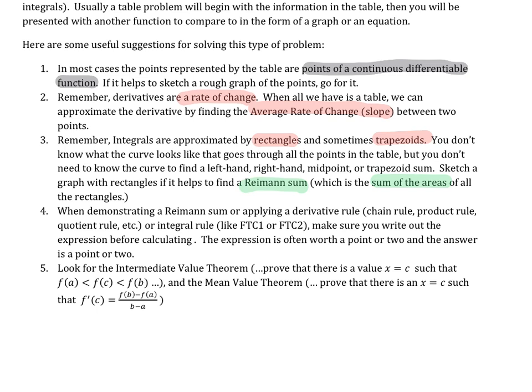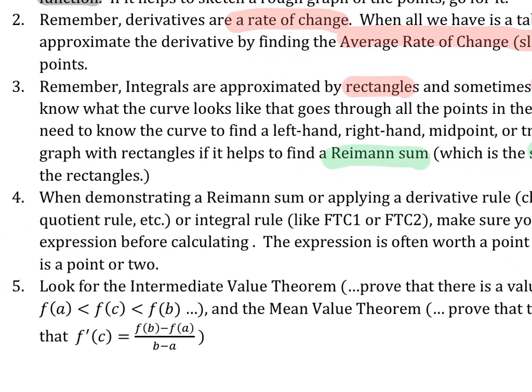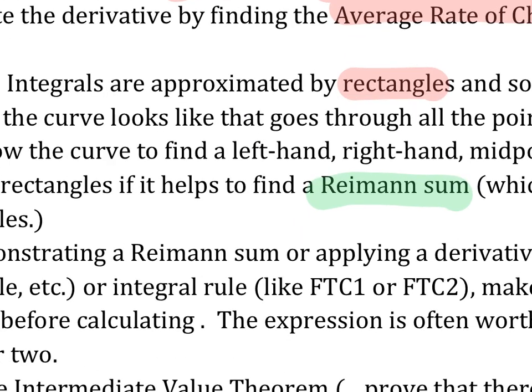A Riemann sum is the sum of all the areas, and a Riemann sum, by the way, looks something like this. When you're writing a Riemann sum, it's always good to write it out. Something like this, the integral from 0 to 6 of g of x. It might look something like this.